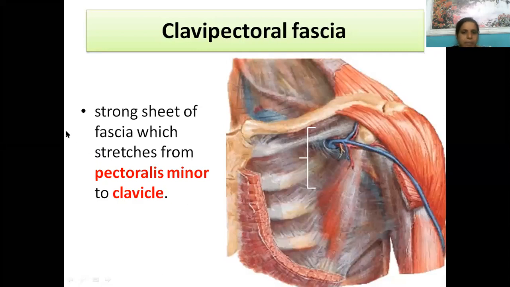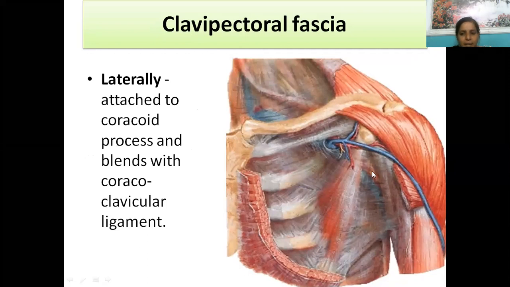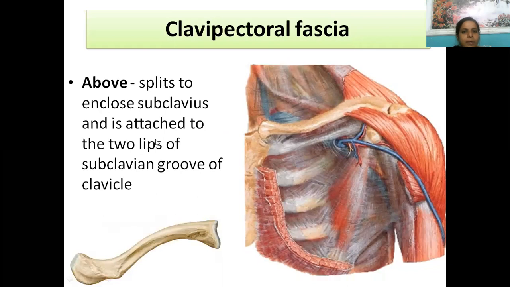Now, about the clavipectoral fascia, it is a strong sheet of fascia stretching from pectoralis minor and clavicle. Okay. Then medially, it fuses with the anterior intercostal membrane. This white membrane, whatever you are finding, is the anterior intercostal membrane, especially of the upper two spaces. Then laterally, you can see here, it is attached to the coracoid process and blends with the coracoclavicular ligament. If you cut the deltoid, you will be able to see it more clearly. Then above, you are finding the clavipectoral fascia is splitting to enclose, I already told you, two muscles.